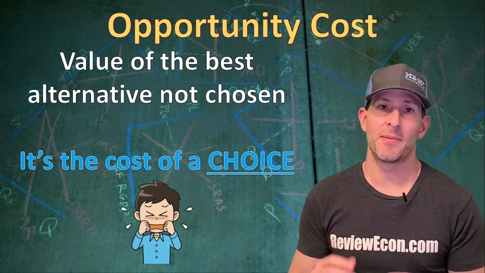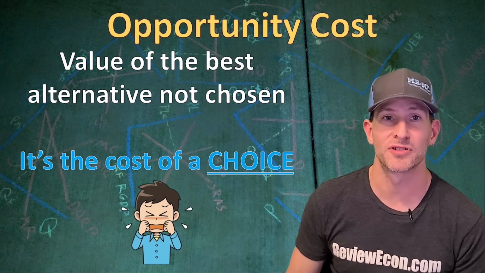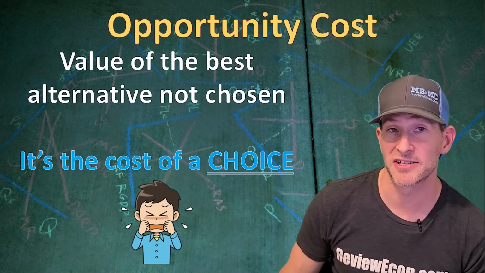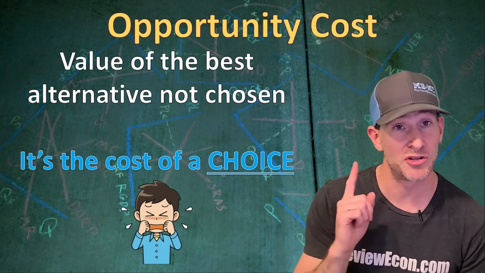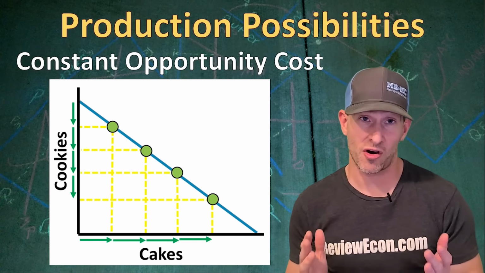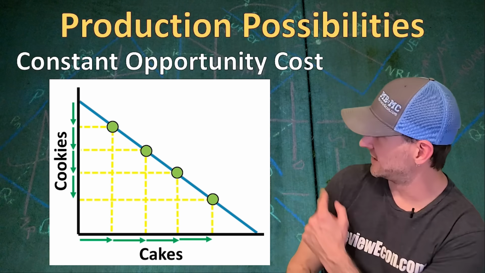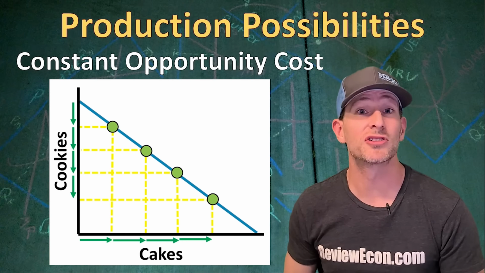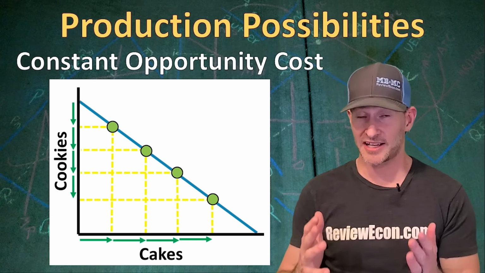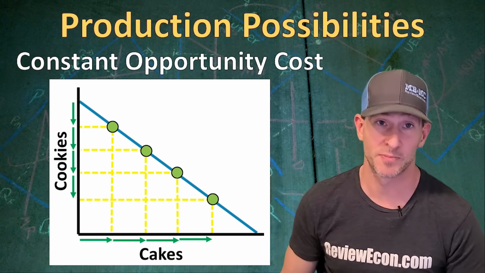Basic concept in economics is that every choice has a cost. We call that cost opportunity cost. That is the value of the next best alternative not chosen. It's what you give up when you make a choice. Here we have a production possibilities curve. It shows all combinations of two goods that can be produced with fixed resources. This linear production possibilities curve shows constant opportunity costs, and that's because the resources that are used to make one good are perfectly adaptable to produce the other good.